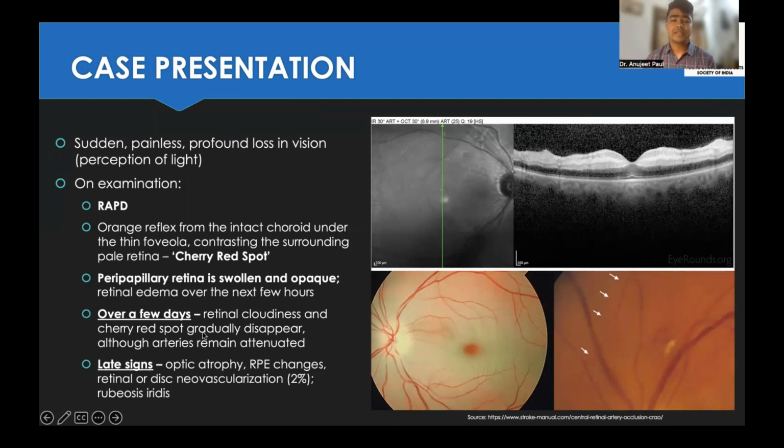And over the next few days, the retinal cloudiness and cherry red spot gradually disappear, but the arteries remain attenuated. Late signs include optic atrophy, RP changes, retinal or disc neovascularization, and rubeosis iridis.